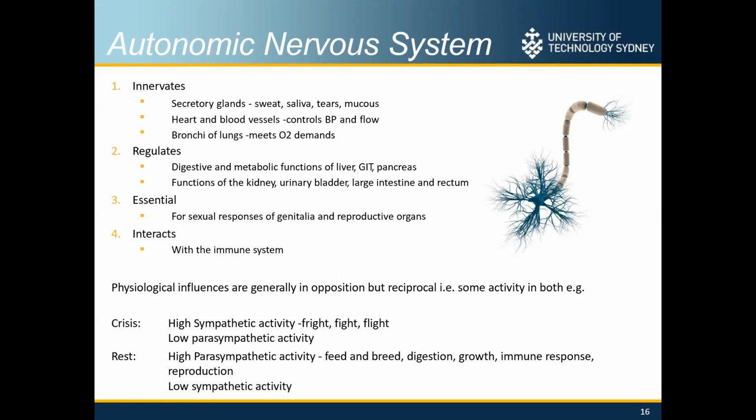In situations where people face a crisis or are at rest: during moments of crisis, there is an increased activity in the sympathetic nervous system and a decreased activity in the parasympathetic arm. However, when the situation is reversed, during moments of rest, the opposite occurs, where there is an increased activity in the parasympathetic nervous system and a decreased activity in the sympathetic arm.